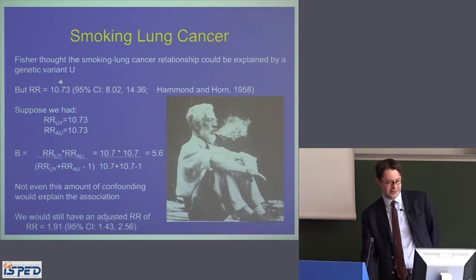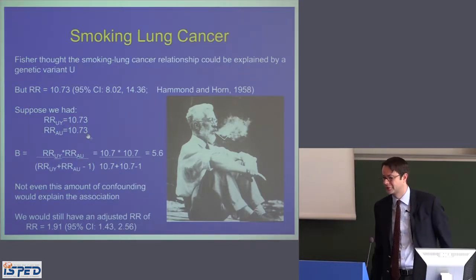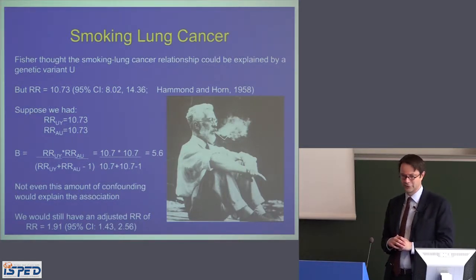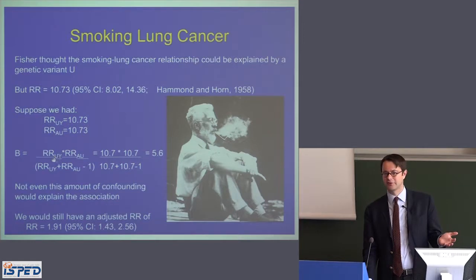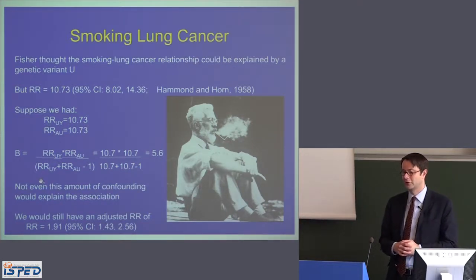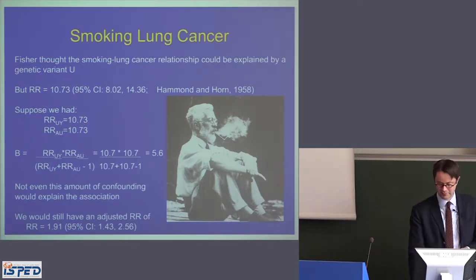If we take our observed estimate and its confidence interval and divide it by 5.6, we get an adjusted risk ratio of 1.9, confidence interval 1.4 to 2.5. So actually, even this amount of unmeasured confounding cannot explain away the observed smoking lung cancer association. Even if we had confounding this strong, we'd still be left with a causal risk ratio of 2-fold, smoking increasing the likelihood of lung cancer by 2-fold.